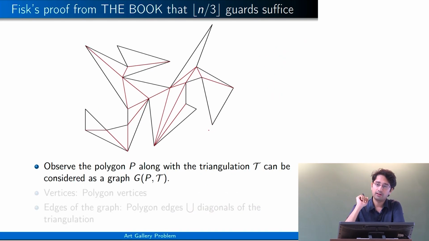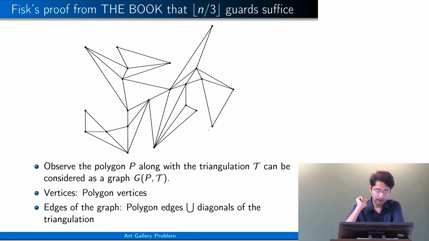In between, let us consider a graph. What is the graph? The graph is the polygon with the triangulation. How do we define a graph? A graph is nothing but a set of vertices and a set of edges. What are the vertices? Polygon vertices. What are the edges? Either polygon edges or the edges from the triangulation. This is a planar graph.